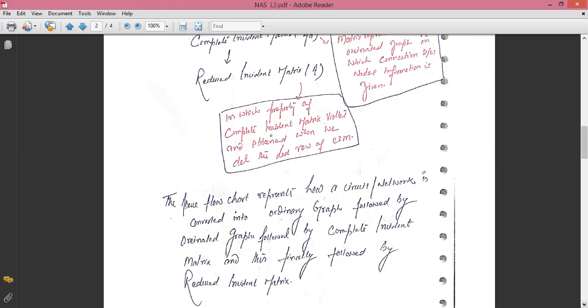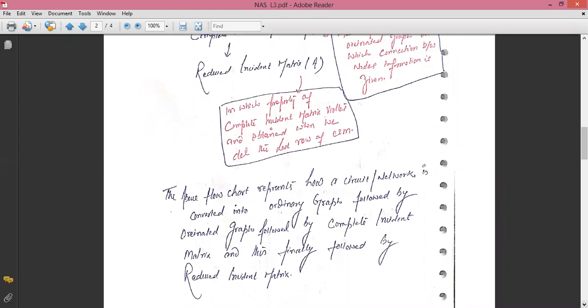So when a circuit is converted into RIM, you are mainly focused upon these 4 steps that will be used to convert a circuit into RIM. So up till this stage, anybody having any doubt, he or she can ask me, or shall I continue next?